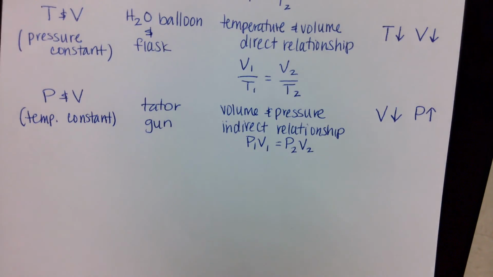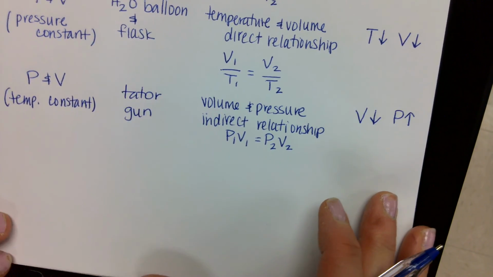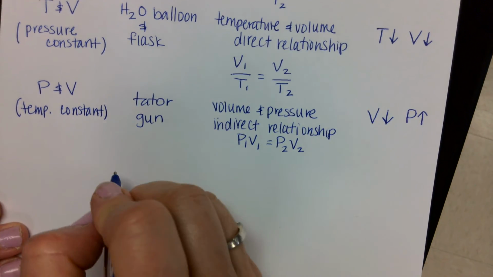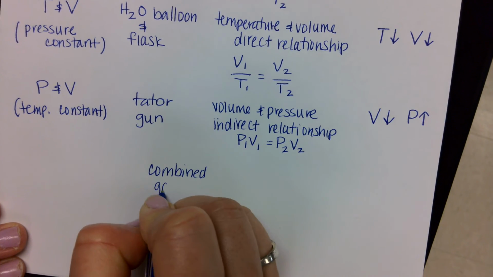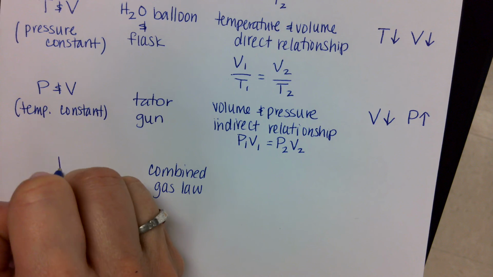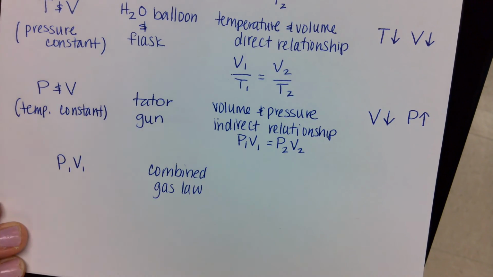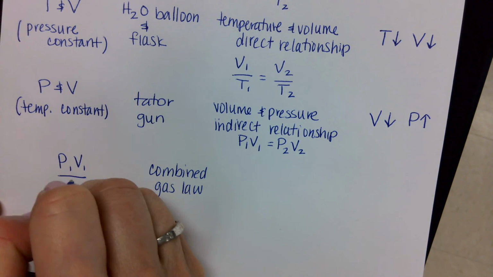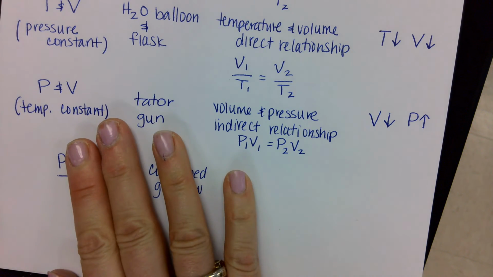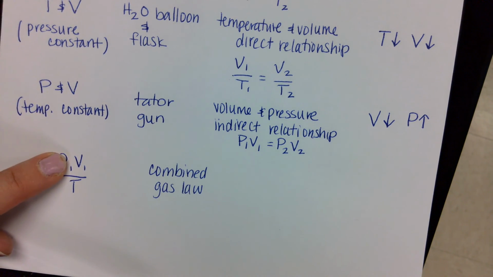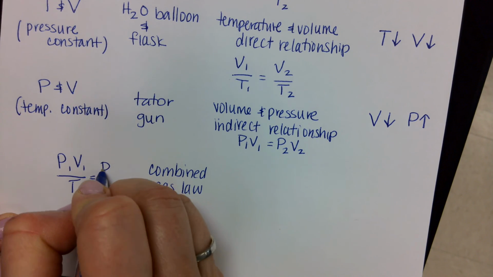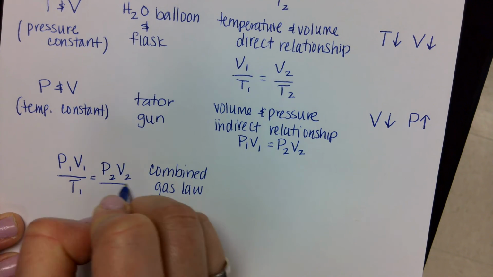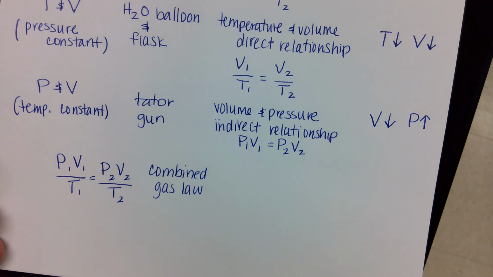If we were to have nothing held constant, none of our variables held constant, we would then label it as a combined gas law, where we have P1V1, and we also have the relationship between pressure and temperature, and we also have the relationship between volume and temperature. So P1V1 over T1 is equal to P2V2 over T2.